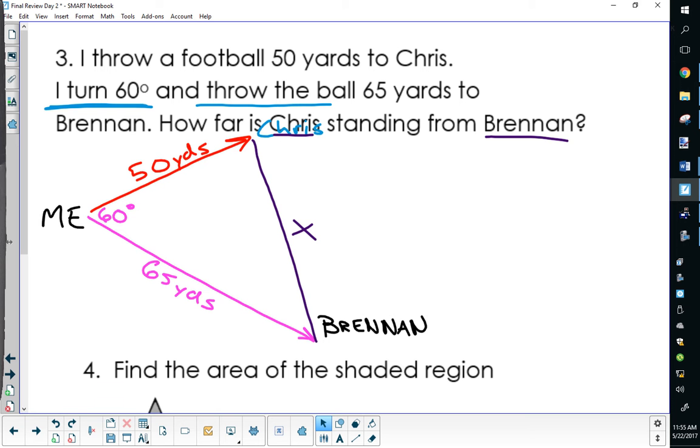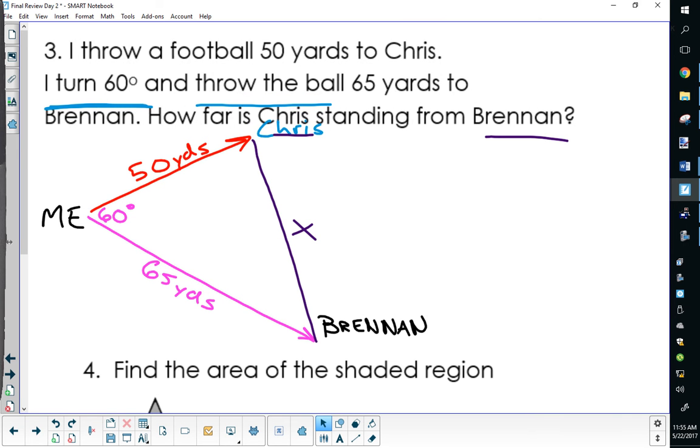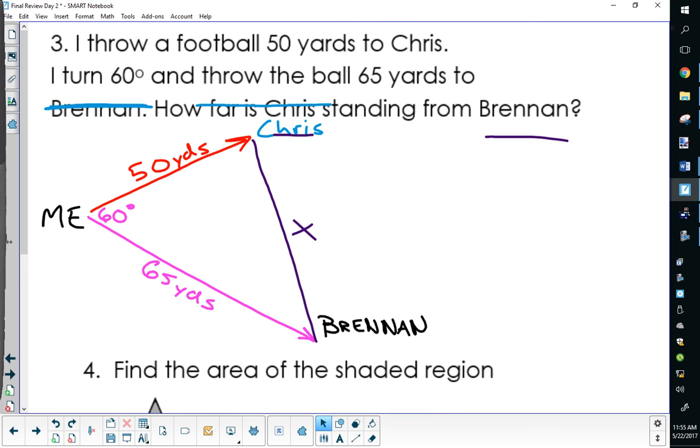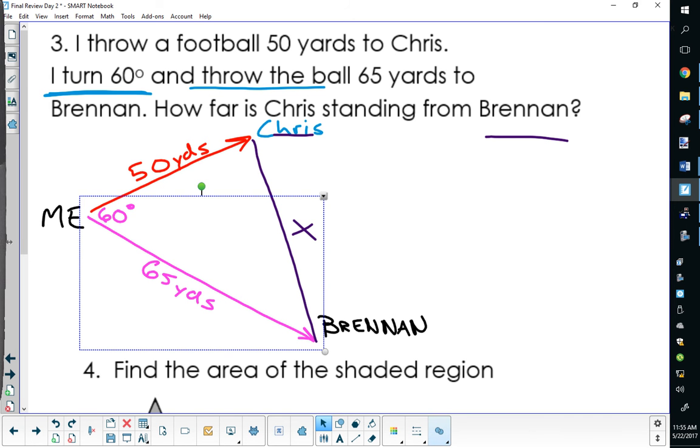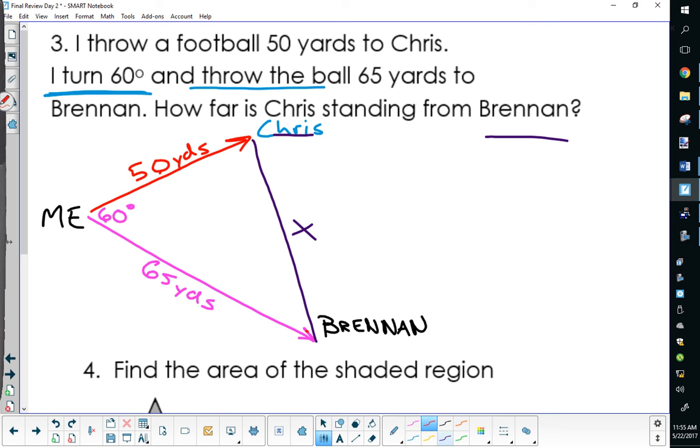So the first thing, can we do SOHCAHTOA? No, we can't, it's not a right triangle. Can I do law of sines? What do you need for law of sines? A power couple. You need two things across from each other. I've got 65, but I don't know that angle. I've got 50, but I don't know that angle. And I've got 60, and I don't know that side. So I can't do a power couple here.